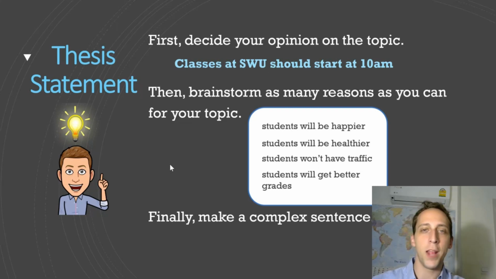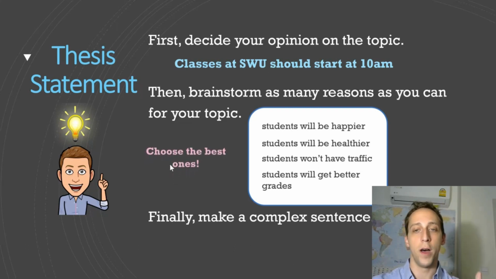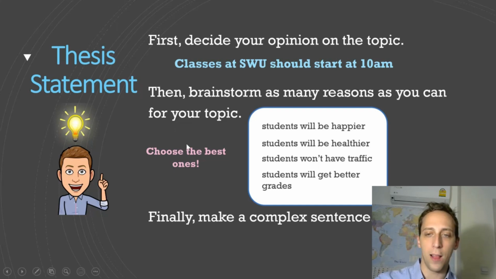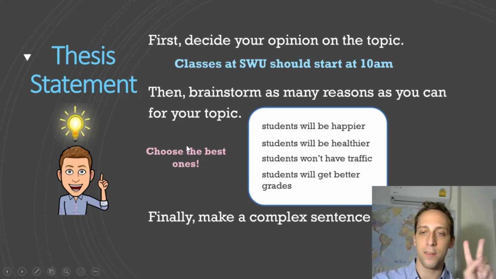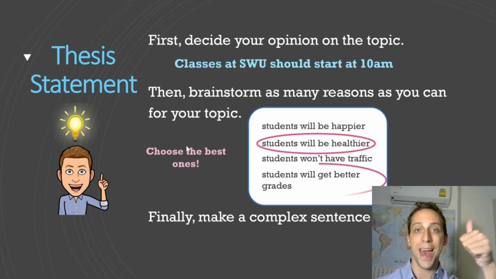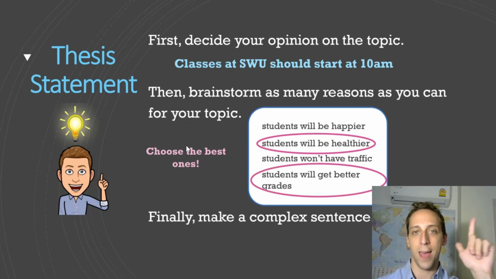When you brainstorm, you want to come up with as many reasons as you possibly can. Good ones, bad ones, come up with as many as you can. And then you choose the best ones. The best ones are the ones that you think are most convincing and the ones that you think you can find good evidence for. So I go and I look and I say that I think the two that will be most convincing to a dean will be that students will be healthier and that students will get better grades.